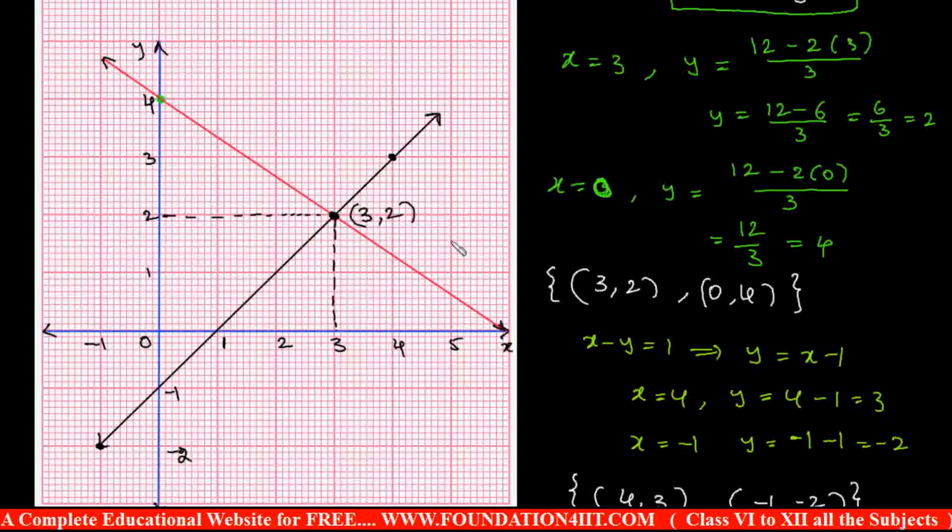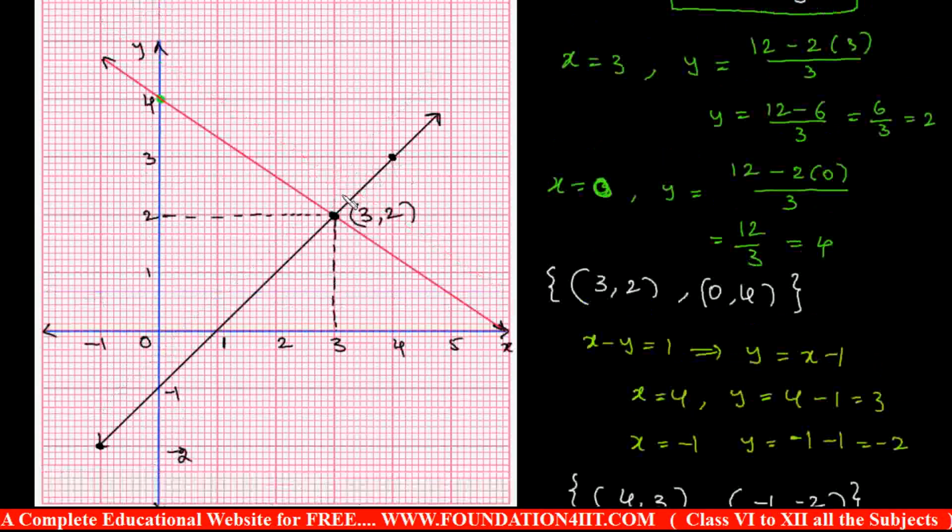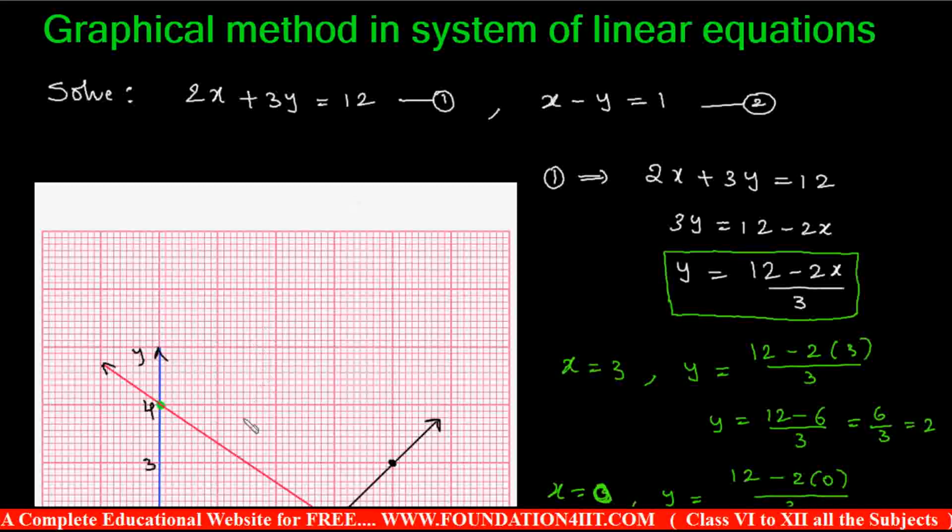Next I'll explain. Here the lines are intersecting. In case the lines are non-intersecting, in case the lines are parallel, at what condition will the lines be parallel? There is no solution. At what condition will one line coincide with another line? At what condition will we get exactly one solution for a system of linear equations? That list we'll see now.